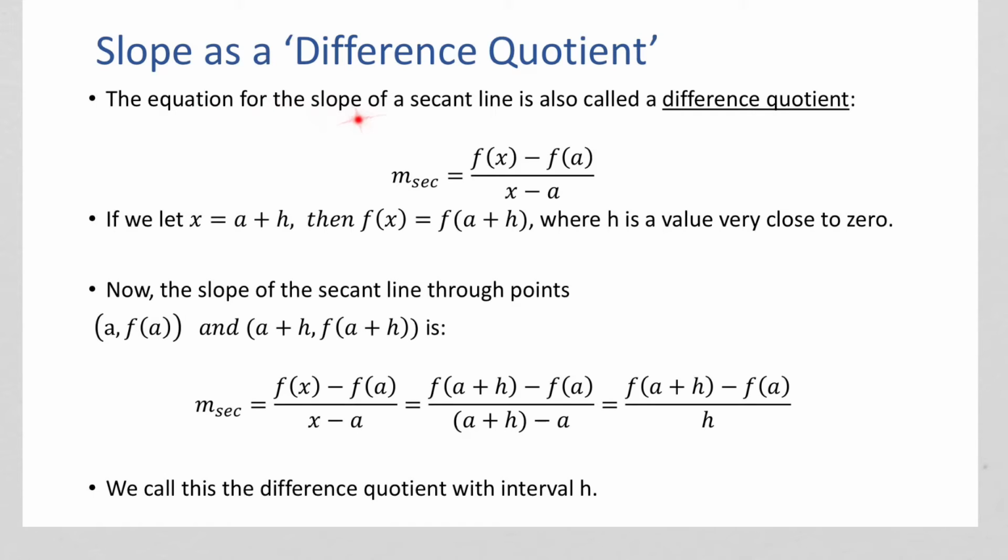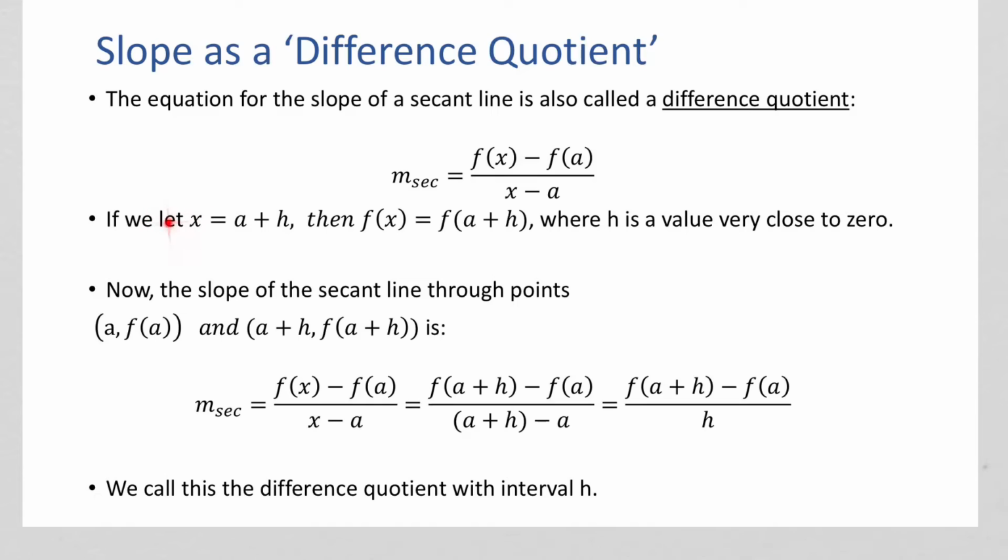So the equation for the slope of a secant line can also be called a difference quotient, which means you have a difference in the numerator and you have a difference in the denominator, and then they're divided with this, which is your division bar. All right, that's what we refer to as a difference quotient.